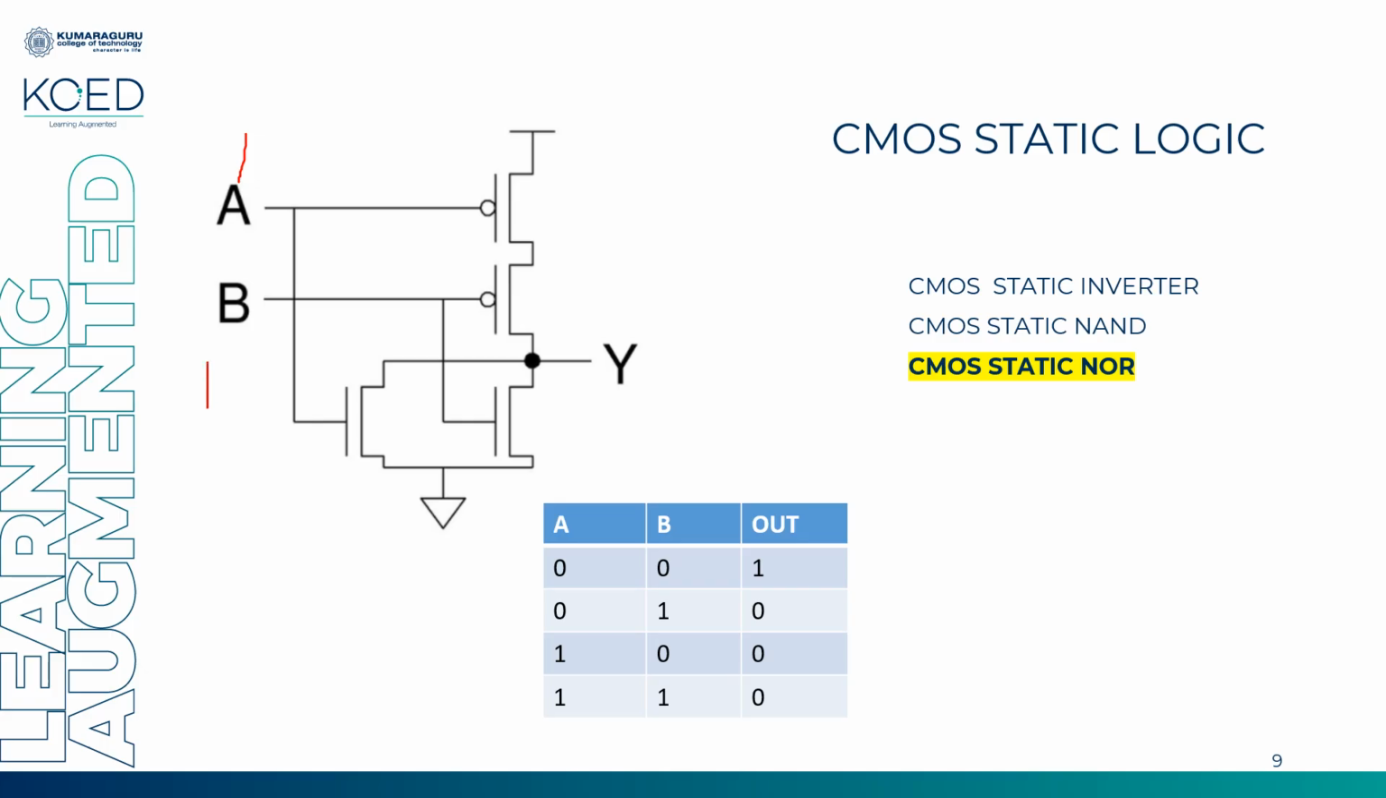If you have 1 and 1, both NMOS turn on, and both PMOS will remain in off condition. So both the PMOS are in off condition, both the NMOS are in on condition, and all the voltage present at the output will move to ground.